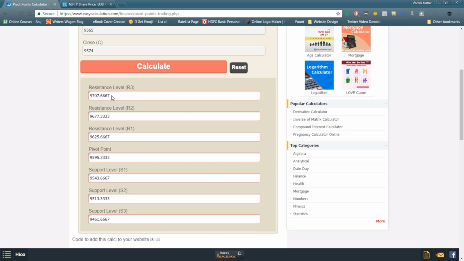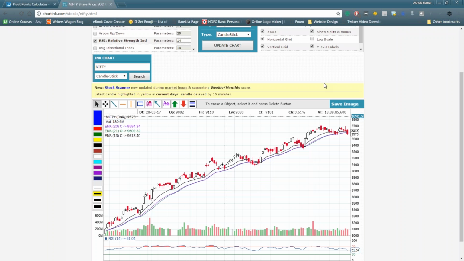zone. So 9677, let us see, around 9677, right? So this is the place. See, there are about six candles which have closed at this level, and one touched this level and came down. So seven candles have found resistance at this zone, and closed below this zone. So this is one of the huge support resistance zones which we already know.